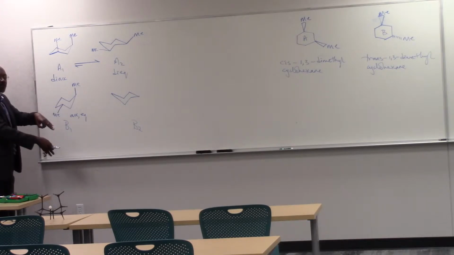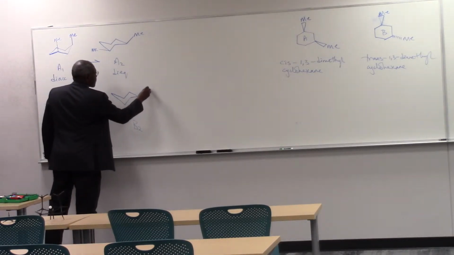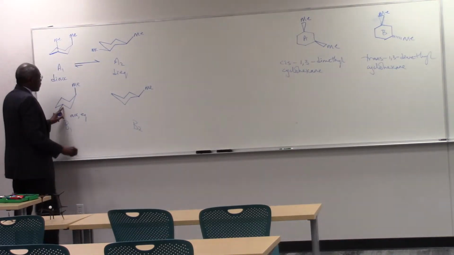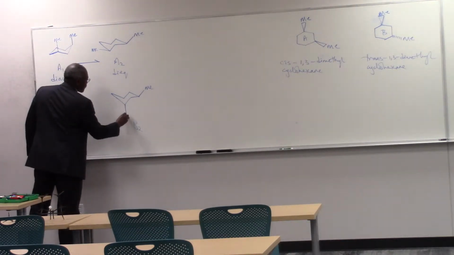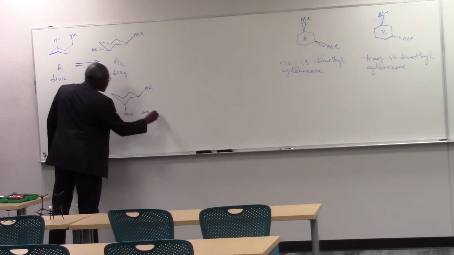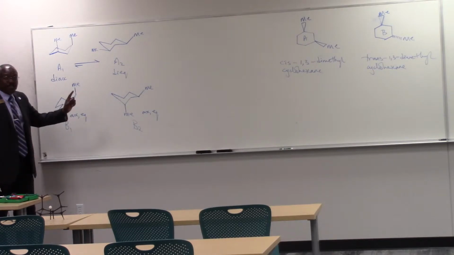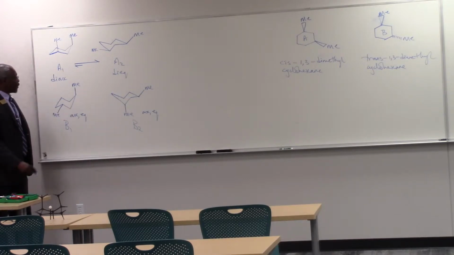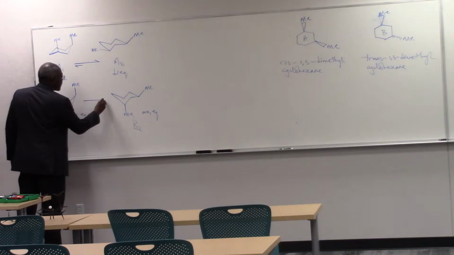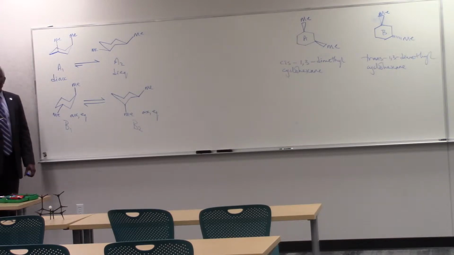When the ring flips, whatever was axial becomes equatorial. Whatever was equatorial becomes axial. This is again an axial-equatorial conformation. Well, it's the same groups, axial and equatorial, which means the instability here is exactly the same as the instability in the other conformation. So the energies of B1 and B2 should be the same.